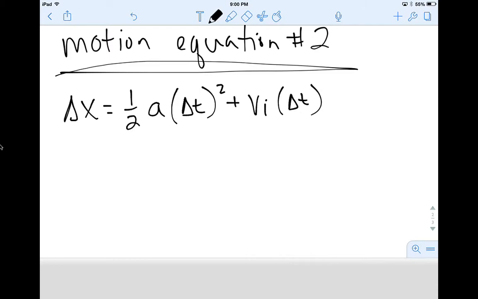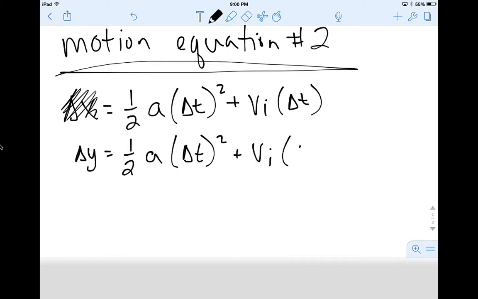Now there's a couple things I want to do here. First off, we're not using delta x anymore because x is for side-to-side motion. And this isn't side-to-side motion, so let's get rid of that. Sorry if you wrote that down. You should be listening. That's for side-to-side motion, and this is up and down motion. So this has got to be delta y equals 1/2 a delta t squared plus vi delta t.